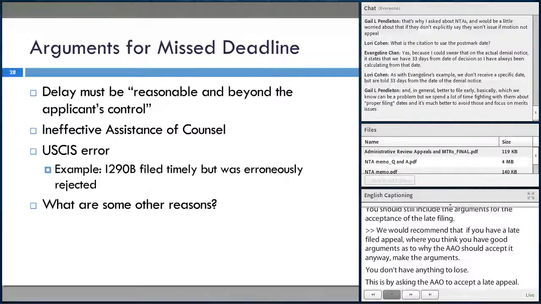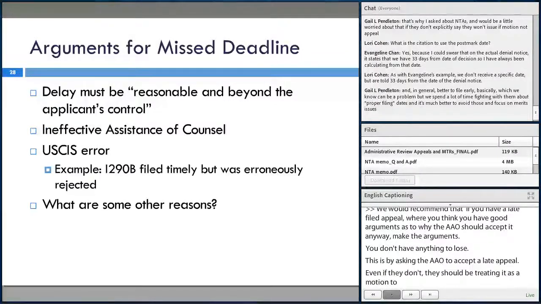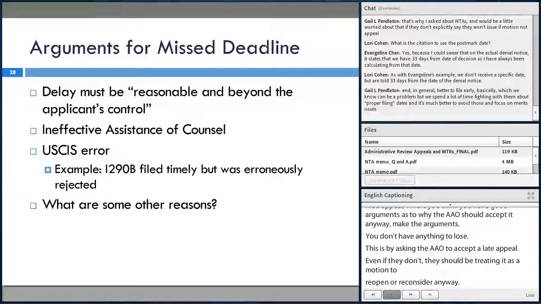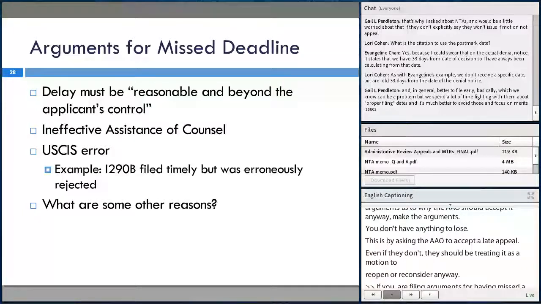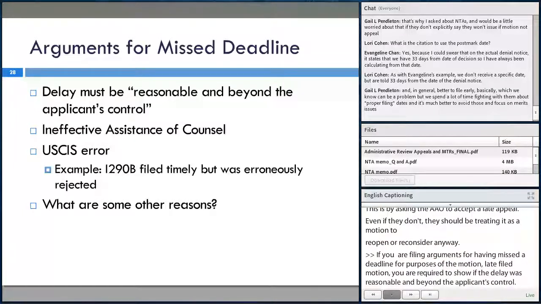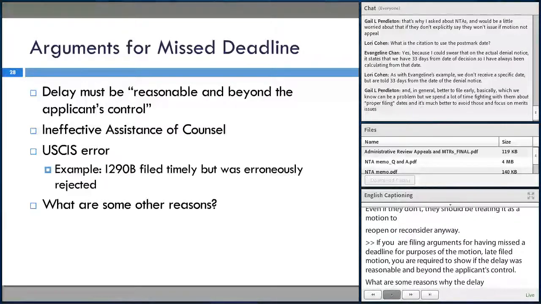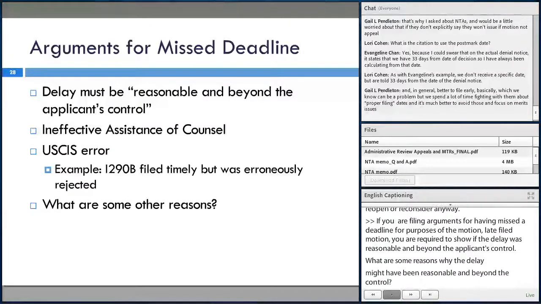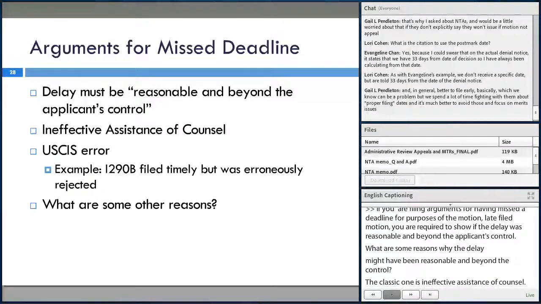All right. And then if you're filing with some arguments for having missed a deadline, for purposes of a late filed motion, you're required to show that the delay was reasonable and beyond the applicant's control. So what are some reasons why the delay might have been reasonable and beyond the applicant's control? A classic one is ineffective assistance of counsel. So if the person was represented and the attorney just flat out missed the deadline, IAC is a potential argument there.